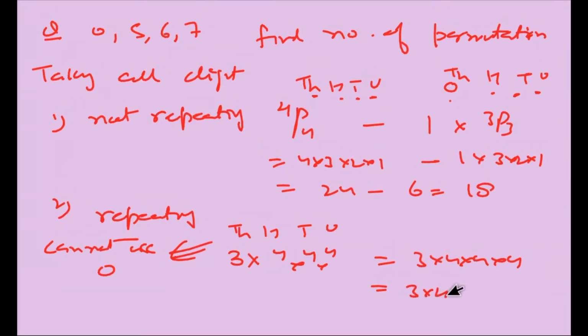Three into 4 cube, that is equal to 192. Okay, students. So this is the examples of digit, repeating, non-repeating, if 0 is using, if 0 is not using. So you should understand this better by these permutations.